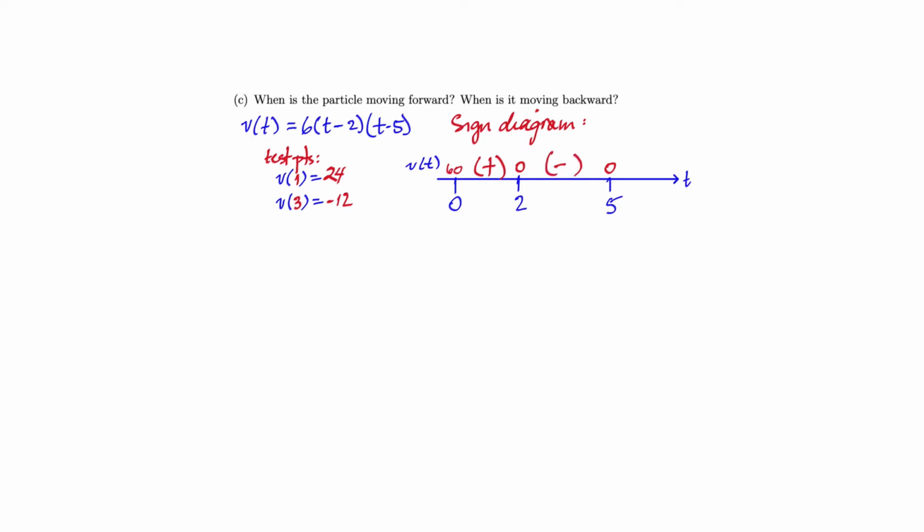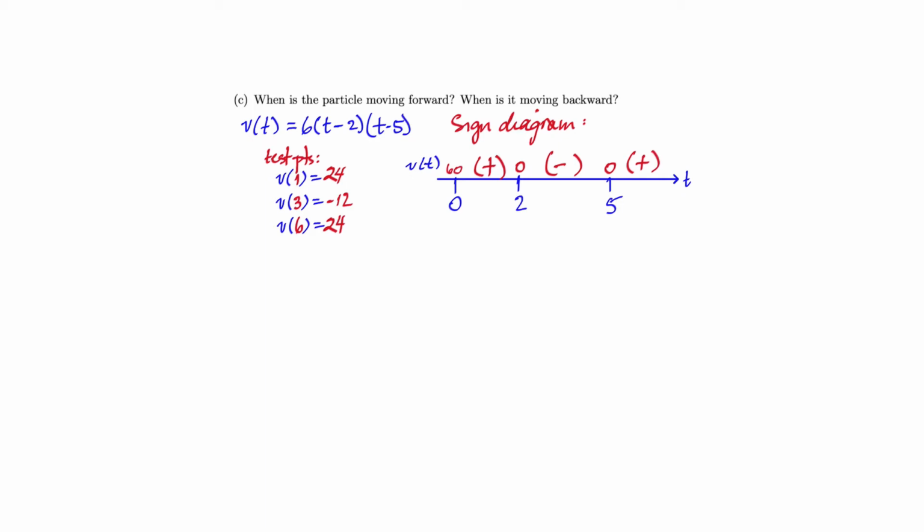All right, so when t is greater than 5, I'm going to just pick a number greater than 5. Let me plug in positive 6, figure out the sign of the velocity function at that number, and I know it's going to remain whatever that sign is all the way to infinity. So when I plug in t equals 6, I get 6 times (6 minus 2) times (6 minus 5), so I get positive 24 again. So now that means the velocity is positive when t is greater than 5.